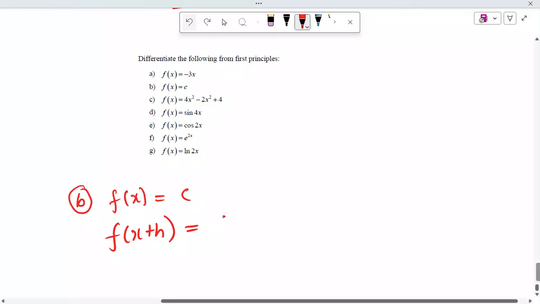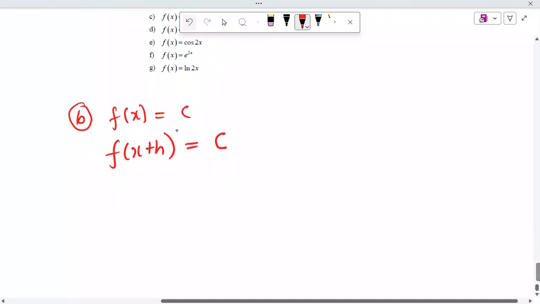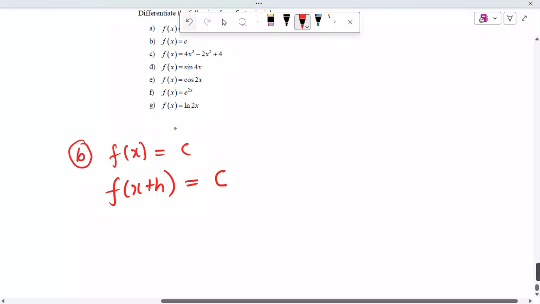We don't have x, so f of x, x plus h is also c, because we don't have x. If we had x, we could have said everywhere there is x, we put x plus h. But now we don't have. So in this question, x plus h is just c, a constant. So c can be any number. It can be 10, it can be 11, any number. So you write the formula now.